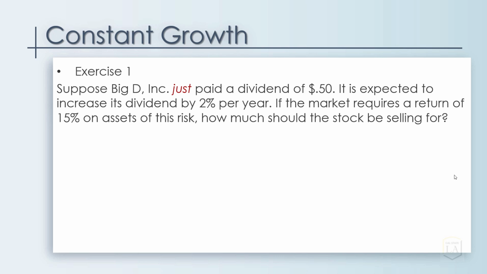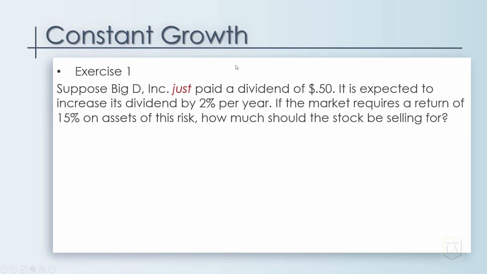Information for exercises for the next couple of slides. So suppose this company just paid, okay? Whenever you see this wording, just, this would indicate it has been paid in year 0. Just paid a dividend of 0.50 cents and expected to increase the dividend by 2% per year. And if the market required rate of return was 15%, then how much should the stock be selling for? So you're looking for the price here.